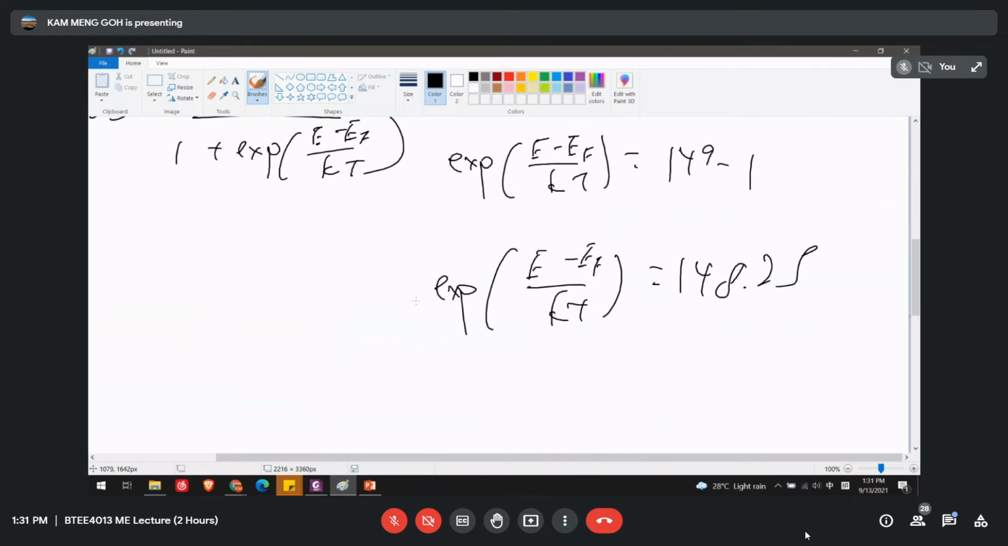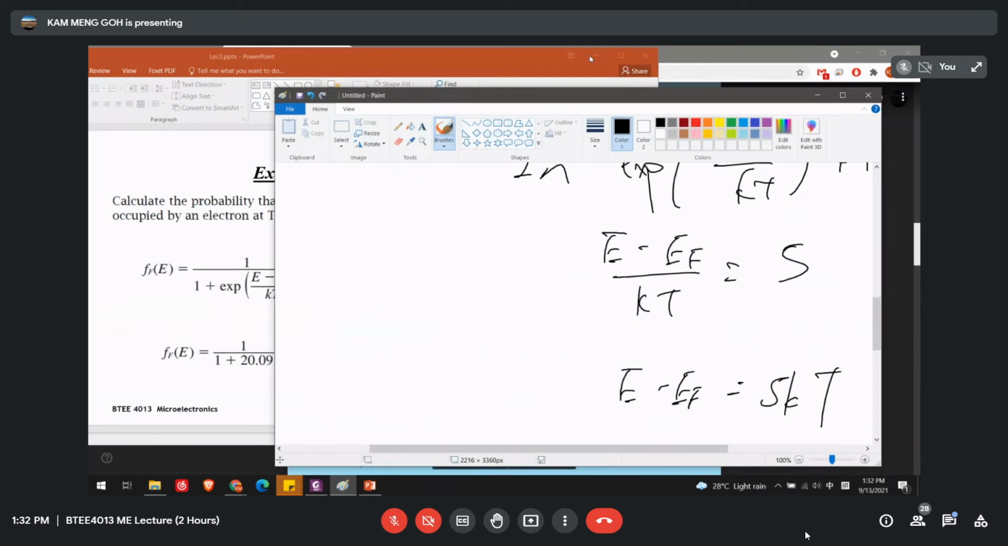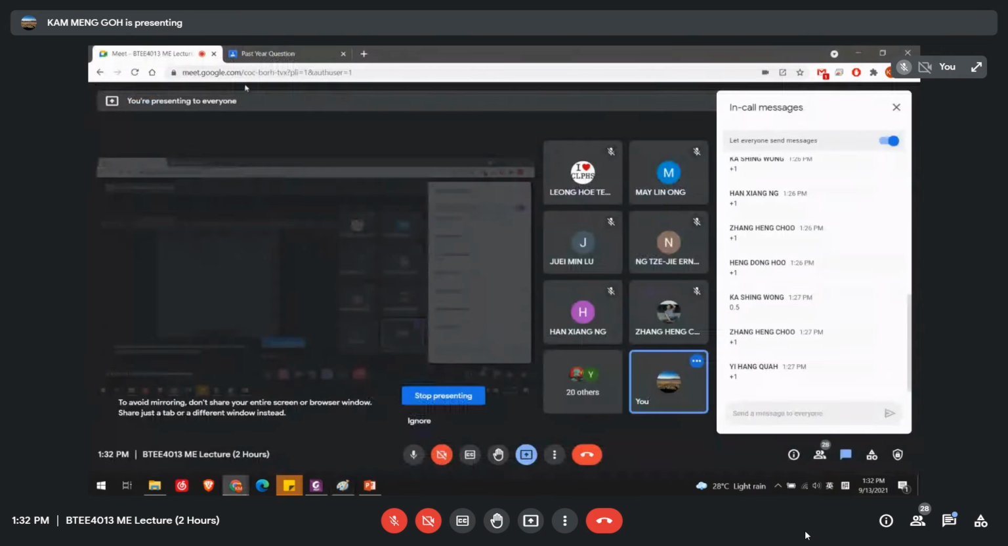In order for you to do this, you need to take ln on both sides, natural logarithm. Okay, so let me calculate it. ln 148.25, you get 4.99. So (E minus EF) over kT is about 4.99, about 5. So eventually your answer will be E minus EF is about 5 kT, approximately. Do you get the same answer as me?